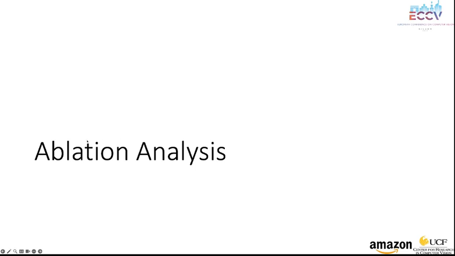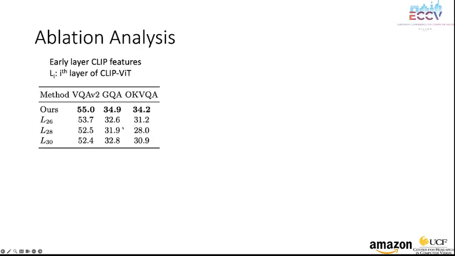Next, we show some ablation analysis. First, we show the ablation using early layer CLIP features, replacing the MAE, to show that the early layer CLIP features are not sufficient to capture the detailed visual representation required for MLLM understanding. We randomly pick early CLIP layer features and show that our method is the best across all the approaches.